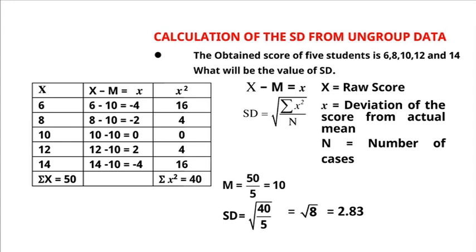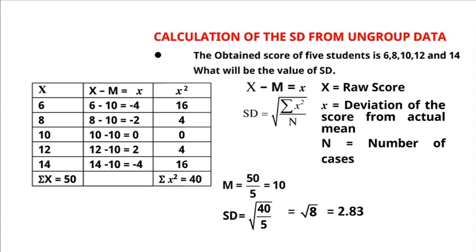Now, in this formula, n is very clear, n means number of students, number of cases. How many? 1, 2, 3, 4, 5, so 5. What is x? X is the score. x minus m is equal to small x. You subtract the mean from the score, that will give you small x. That means deviation; m means mean, and the deviation of the score from the mean is small x.